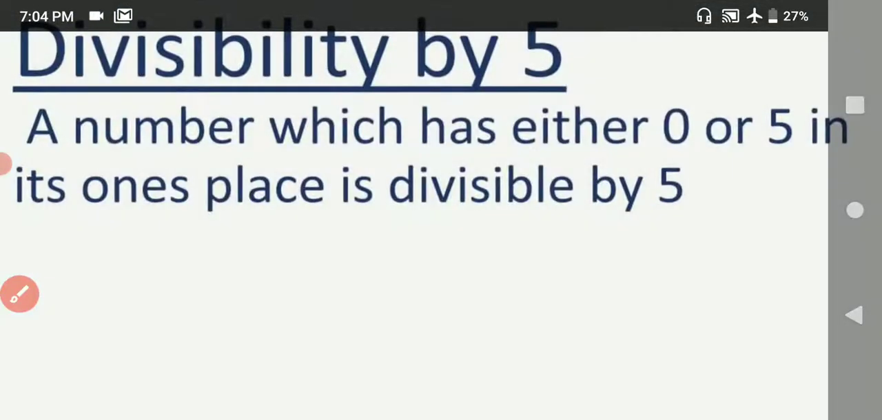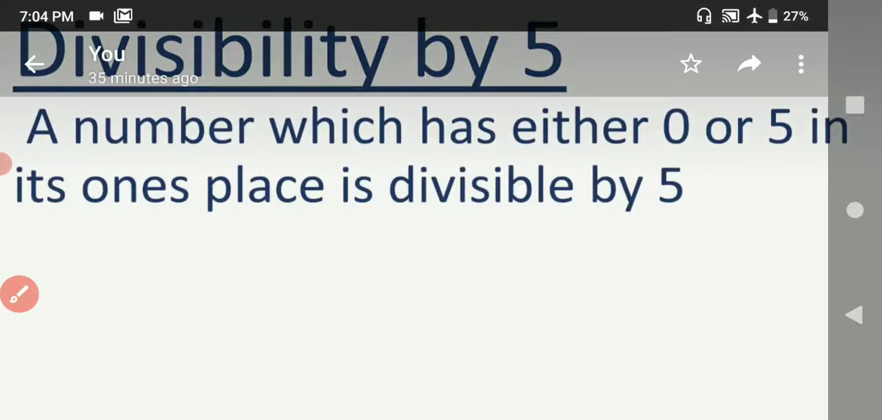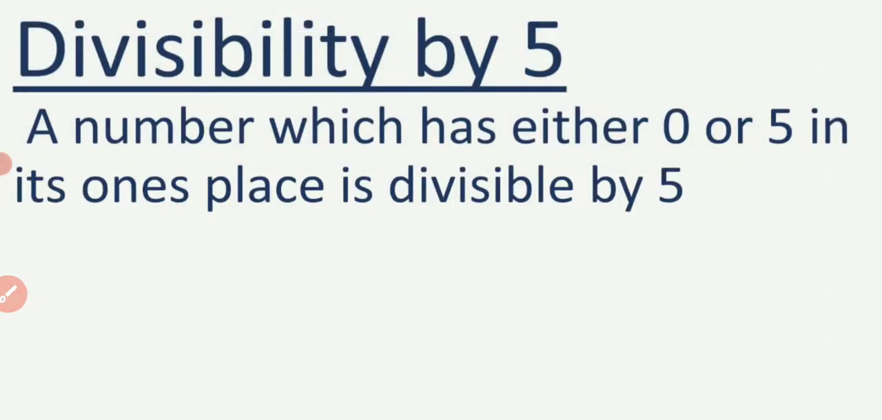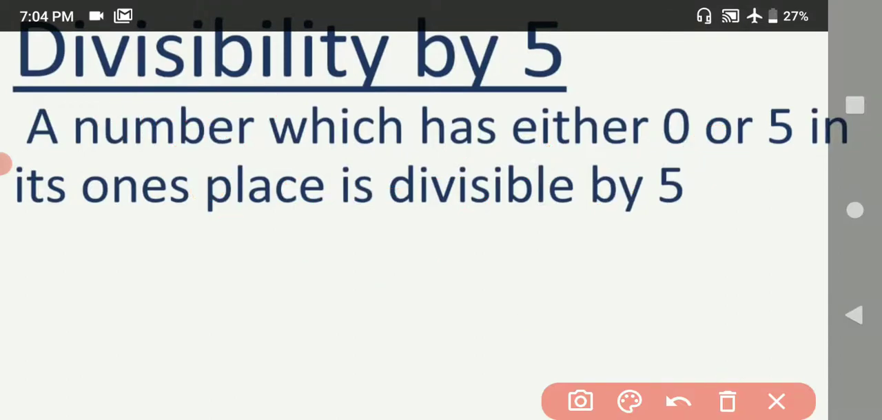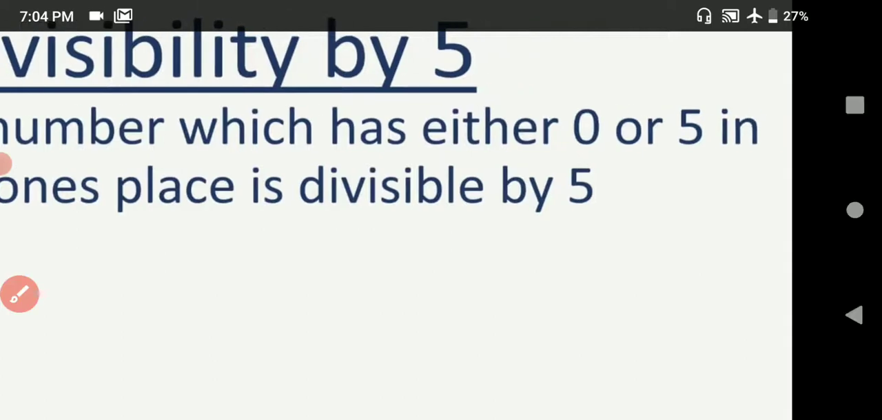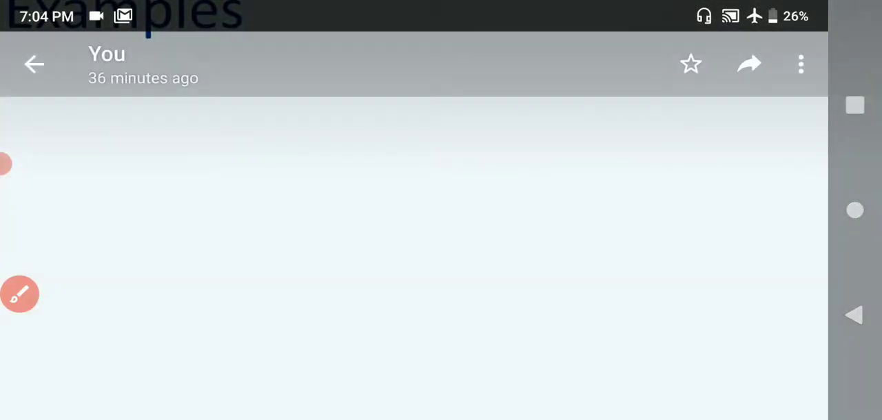The next one is divisibility by 5. It is very simple. A number which has either 0 or 5 in its ones place is divisible by 5. So for the divisibility of 5, we just have to check the ending digit of the given number. If that is 0 or 5, then the number will be divisible by 5. So let's have an example. For example, we have the following numbers. We just have to check them.